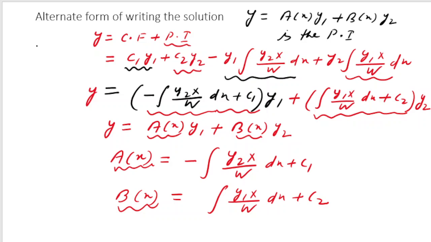So in that case we need to be careful. If they are saying that this is PI, I repeat, it may be confusing. If I say that this is the general solution, so in case the general solution is written like A(x) y1 plus B(x) y2, your A(x) will be this and your B(x) will be this.